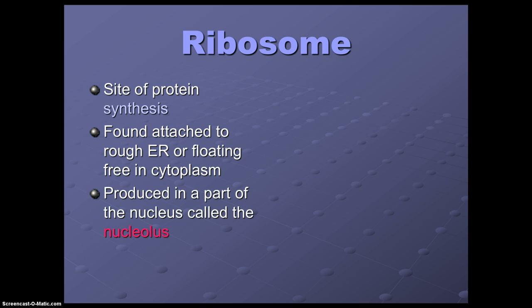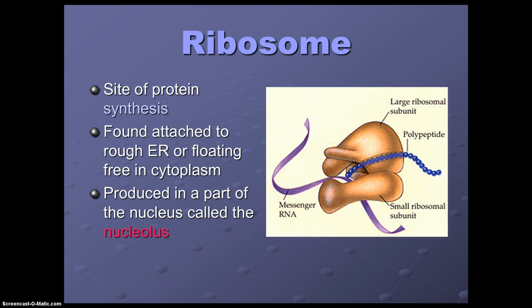Ribosomes are actually made inside the nucleus, inside its nucleolus. So the nucleus has a small part inside it called the nucleolus, and that's what produces ribosomes. Ribosomes are made mostly of protein, and then they're also made of RNA. And we'll talk more about that in January. But again, a ribosome makes proteins, but it's made of proteins and RNA.